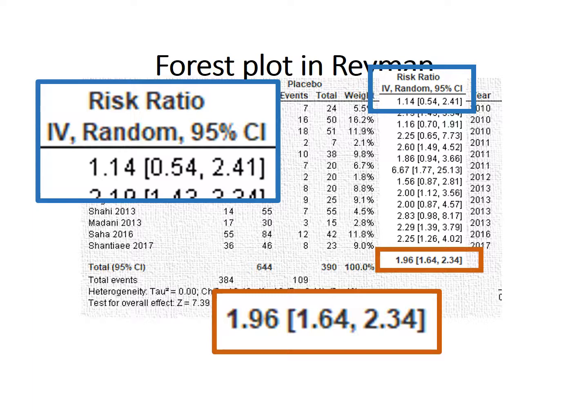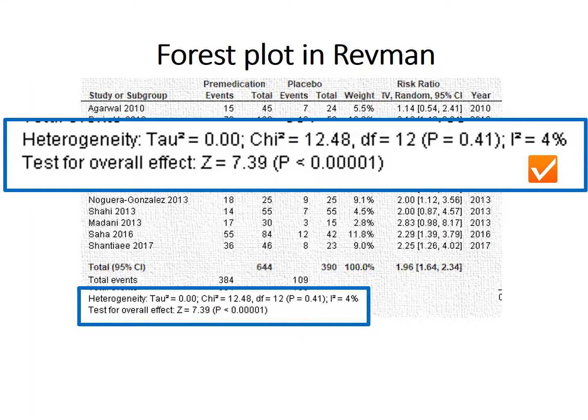The first study RR is 1.14, 0.54, 2.41, while the overall pooled estimate is 1.96, 1.64 to 2.34. Other information is on heterogeneity given as I2 statistics. Here we find the heterogeneity of this meta-analysis to be very low at 4%.